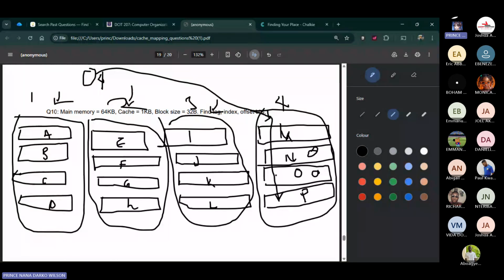Which one do you think is the most efficient? Is it the fully associative, because fully associative allows data to go wherever? This means that once data comes in, it can find somewhere to be because everywhere is open. Which one do you think is more convenient? Is it fully, set, or direct? It's set.